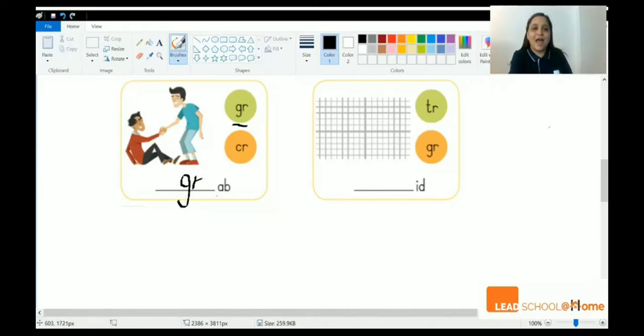Gr and b, grab. Now tell me, what is this? Yes, this is grid. Grid. So which blend do you hear here? This one or this one? Yes, we hear the blend gr. So this is the blend we hear. So write gr with me in the blank. Gr, i, d, grid.